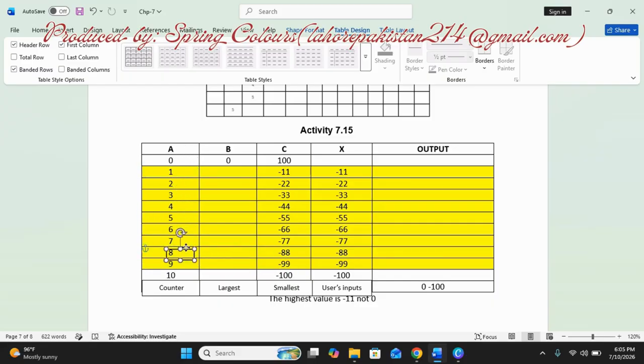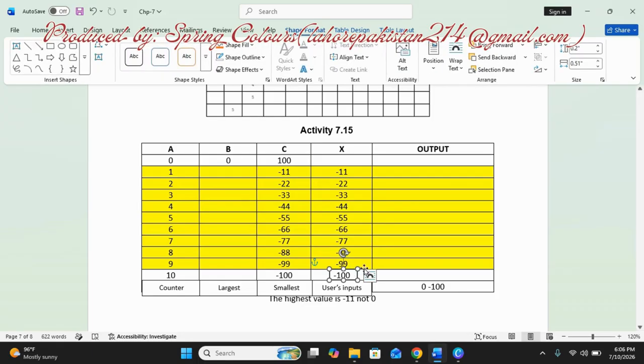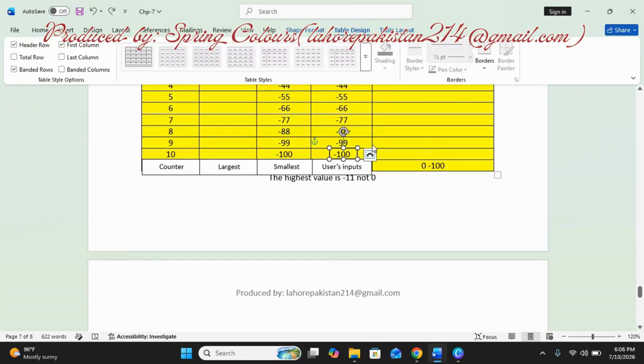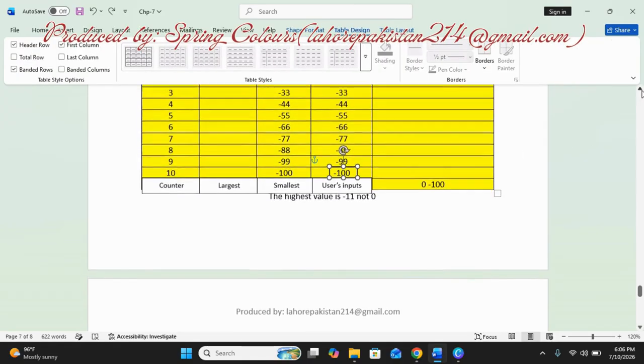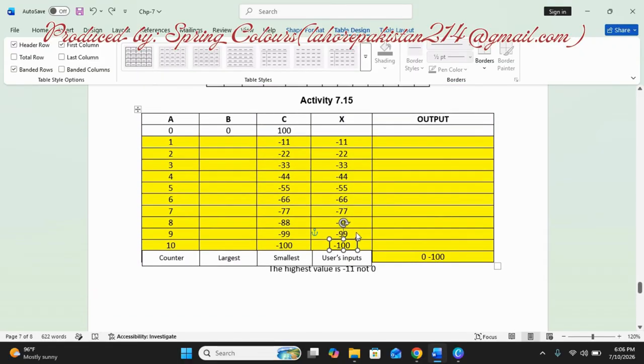Now as you can see, 9 iterations have occurred, and the user is entering the last value, because after this the loop will end. The pseudocode is working only for 10 numbers. The counter can go only until 10. So when the user gives the value of minus 100, this minus 100 will be compared with the 0 saved inside B, and as it is lesser than B, nothing will be saved inside B because B is storing the largest values.